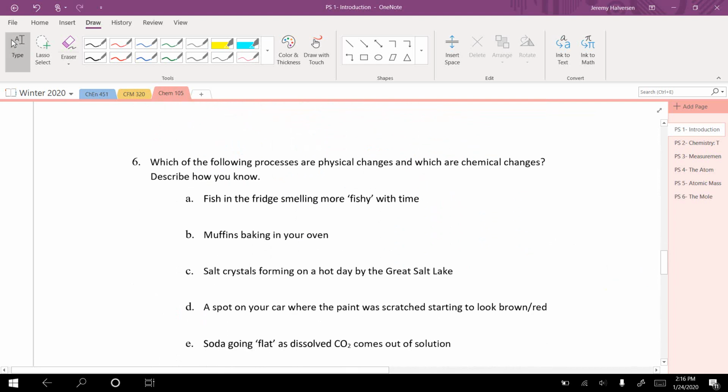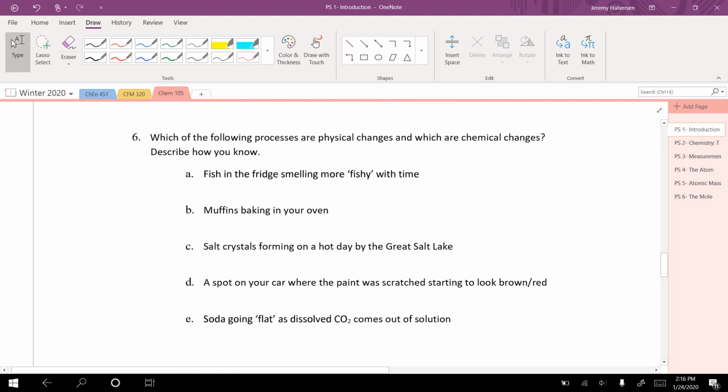All right, number six. Which of the following processes are physical changes and which are chemical changes? Describe how you know. All right, so again, physical change means the actual chemical makeup is not changing. Chemical change means it is. So fish in the fridge smell more fishy with time. That is chemical. The fish is decomposing and releasing different chemicals that have that smell.